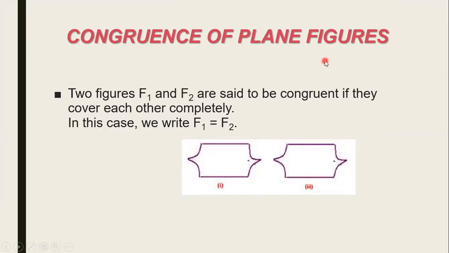Next, congruence of plane figures. In plane figures, how will it be? Two figures F1 and F2 are said to be congruent if they cover each other completely. In this case, we write F1, that means these are the diagrams 1 and 2. Suppose you place one diagram on the other, it will cover it; that means tracing. If you keep this one diagram on the other, it will sit on it exactly. Then we will say that F1 equals F2, this diagram is equal to that diagram.